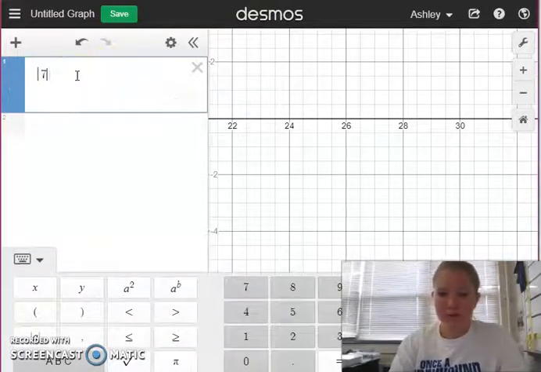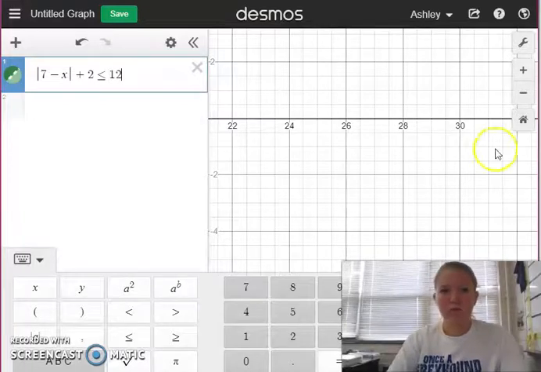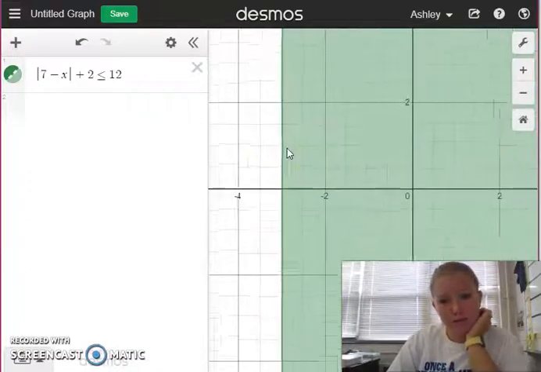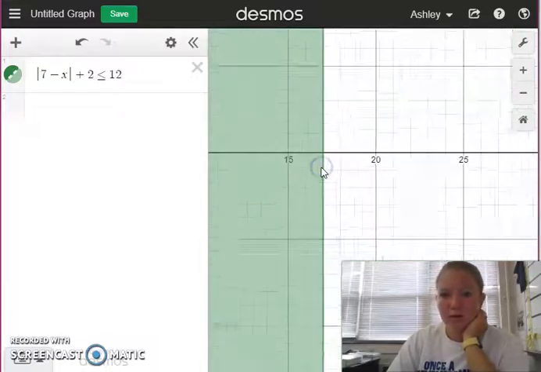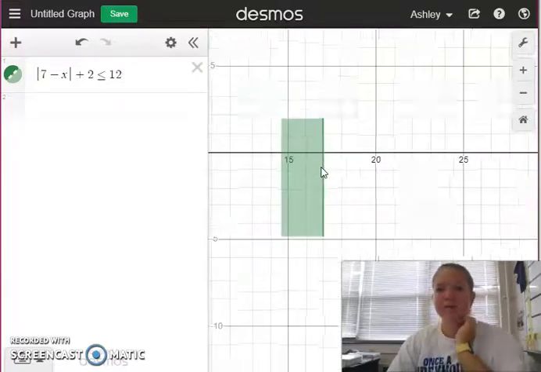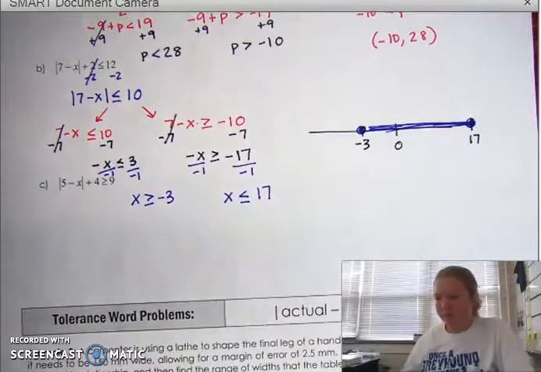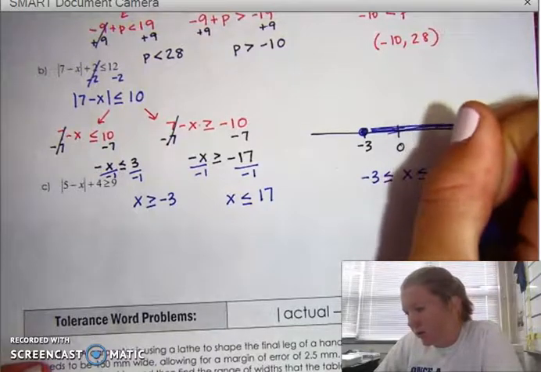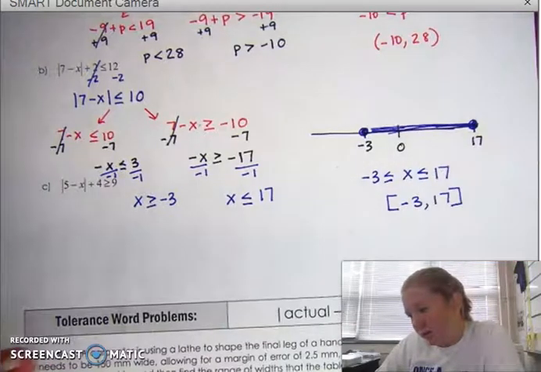So 7 minus x, and then plus 2, less than or equal to 12. Press the home button to get me back. So I can see on this left-hand side, I'm at negative 3, which is what I have plotted on my number line. And then I go out to positive 17. Everything in between is shaded in this example. So we are correct. Let's write our final answer as negative 3 is less than or equal to x, which is less than or equal to 17. Or I can write that in brackets because we're including those 2 points, and it's just everything in between.